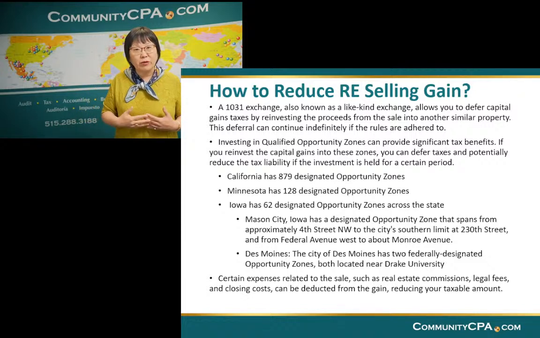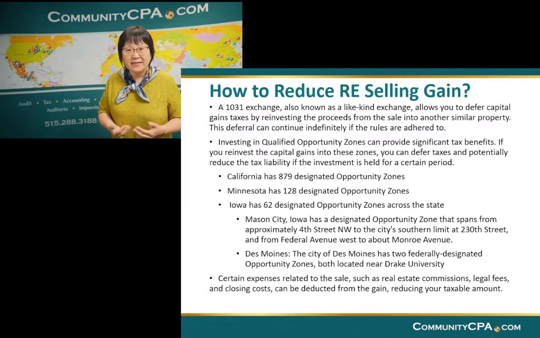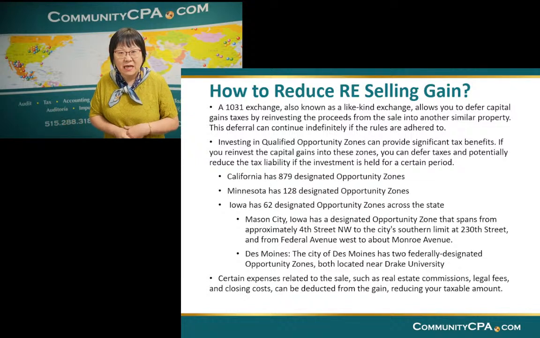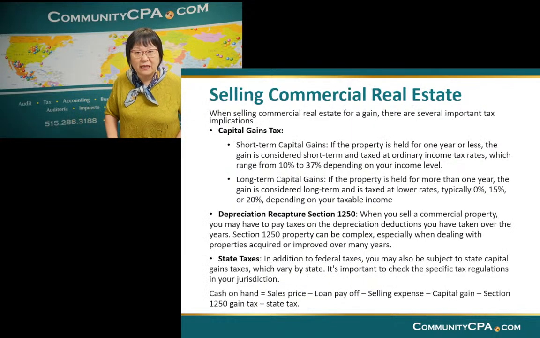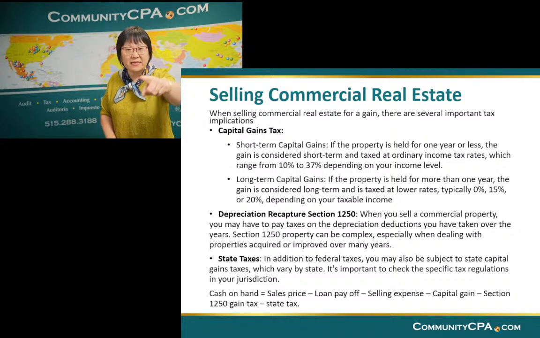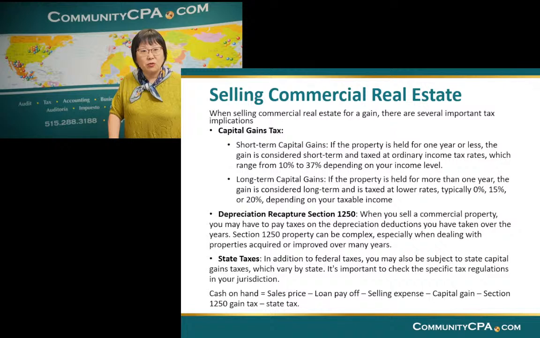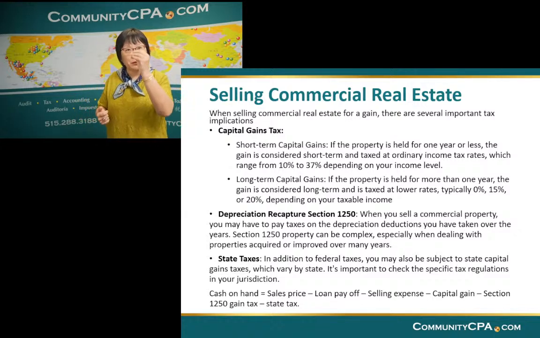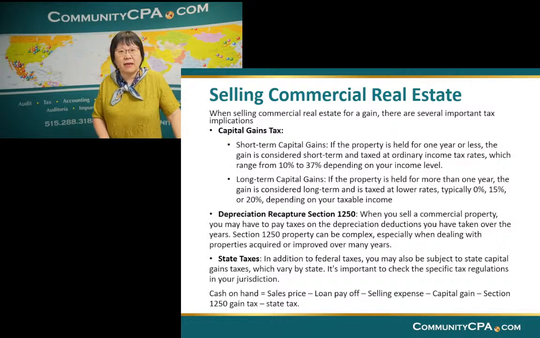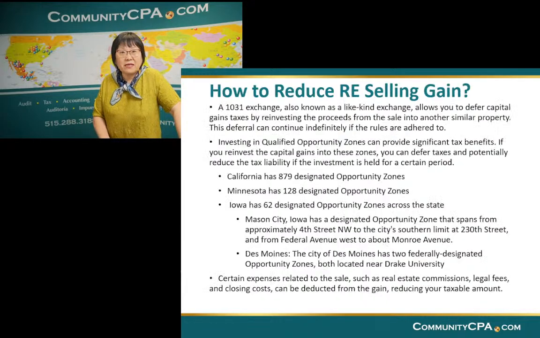And certain expenses related to the sale, such as real estate commission, legal fees, and closing fees, can also be deducted from your gain. That's why, when you look at my formula from the last one, I said that on the bottom there are selling expenses, where you deduct all of these fees to know what's actually part of the cash on hand calculation. But those fees also directly reduce your gain, so you don't pay so much tax on that. All right, so this is how to reduce real estate selling gains.